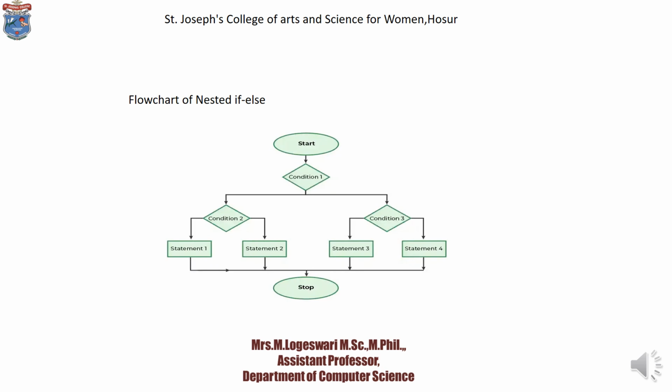Flowchart for nested if else. The first one, condition 1. Condition 1 gets any one value, true or false. Suppose it gets the value true, it moves to condition 2. If condition 2 gets the value true, it moves to statement 1. Suppose it gets false, it moves to statement 2. If condition 3 is true, it moves to statement 3. Suppose condition 3 gets the false value, it moves to statement 4.